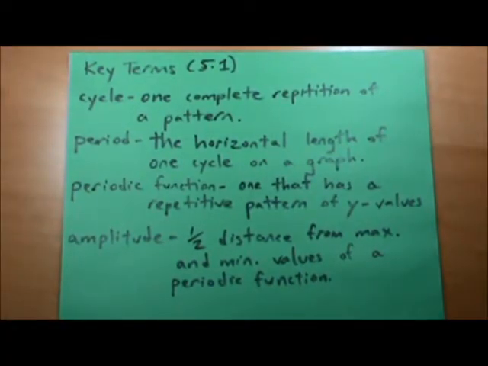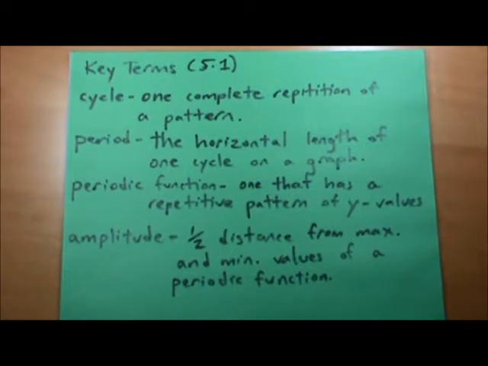So the key terms in chapter 5.1 are cycle, period, periodic function, and amplitude. So what is a cycle? A cycle is one complete repetition of a pattern. A period is the horizontal length of one cycle on a graph. A periodic function is a function that has a pattern of y values that repeats at regular intervals. And the amplitude is half the distance between the maximum and minimum values of a periodic function.